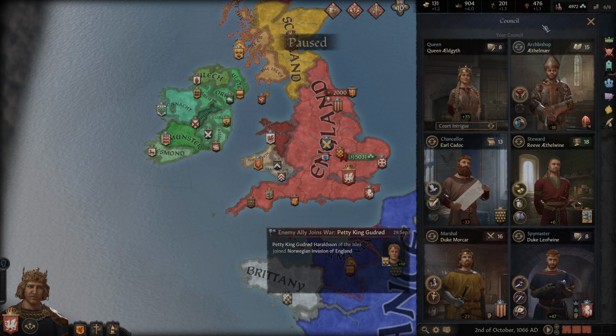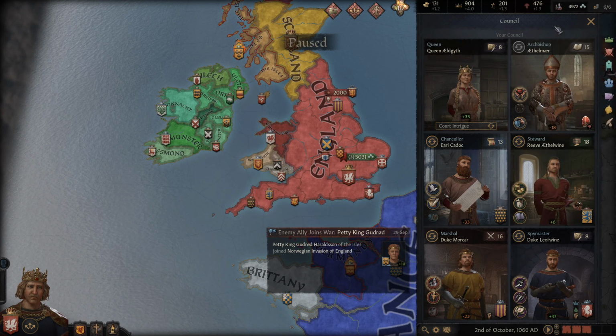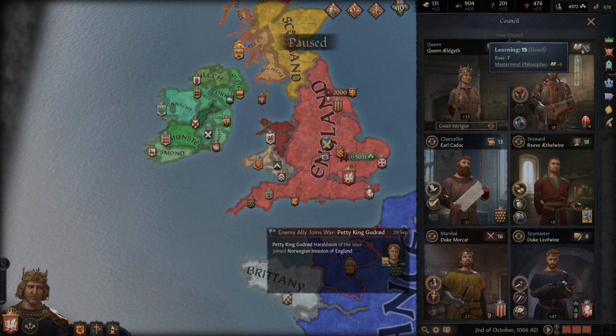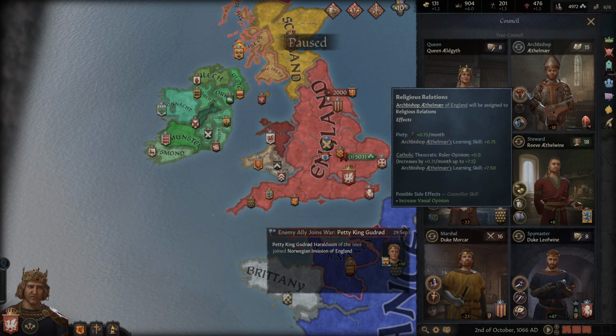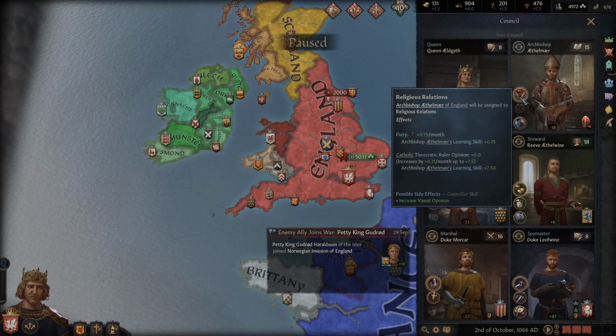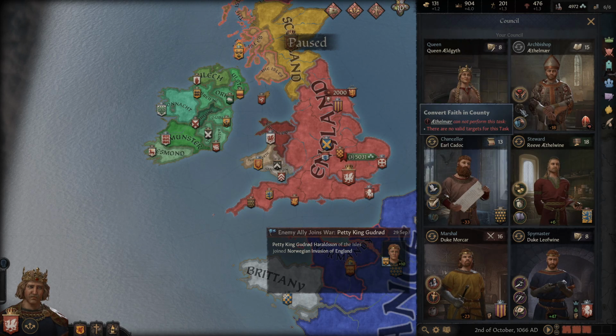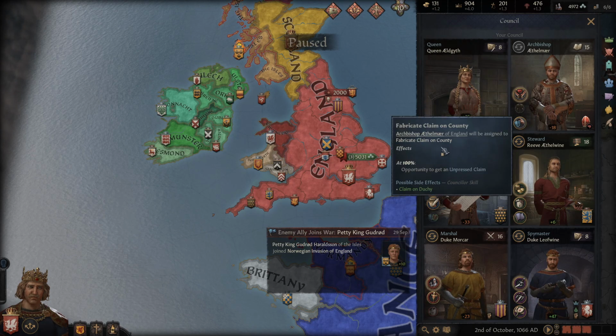So first of all, we have the Archbishop. He is the realm priest in charge of religious affairs. This is a councillor who thrives on the learning stat and can improve religious relations, which increases your monthly piety gain. It also can increase other Catholic theocratic rulers' opinion of you, so religious heads of state, and there is a possible positive side effect of you increasing vassal opinion. You can also convert counties that do not practice your faith, and of course make you claims on neighbouring counties so you have a cause for war.